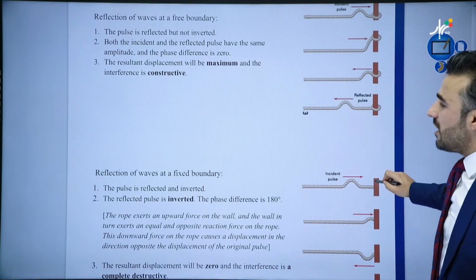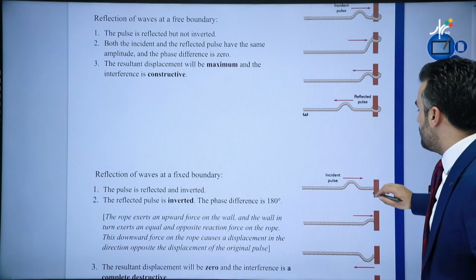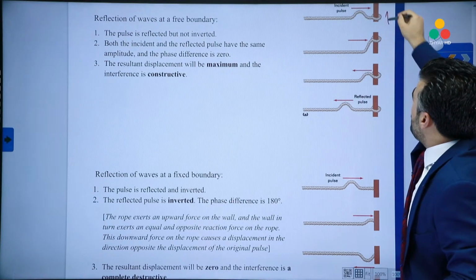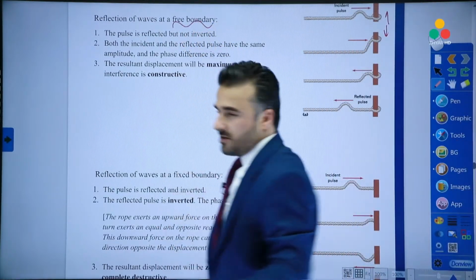So you can see here it's tied, okay? Or you can say at a fixed boundary, the boundary is fixed, so it doesn't move up or down, okay? But this one here, it can move up or down, or you can say the boundary is free, okay? So it is not fixed.